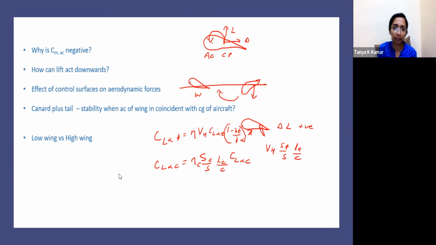Another question in your assignment deals with the low wing and high wing configurations. I'm not going to completely discuss this, but I'll give you a clue as to how you can proceed with it. We have derived the equation considering the wing AC and the CG on the same line. This was the AC and this was the CG.